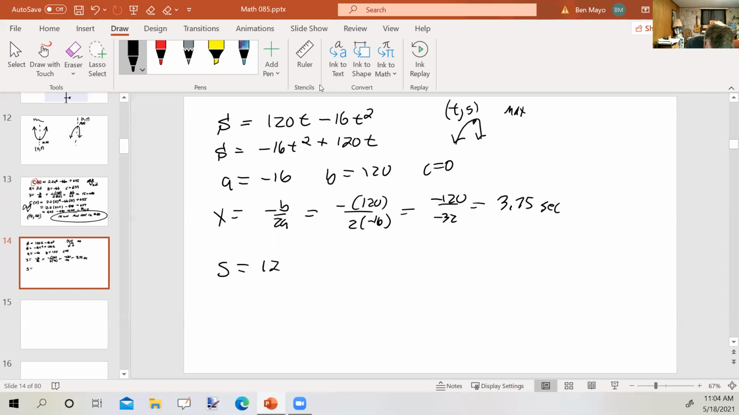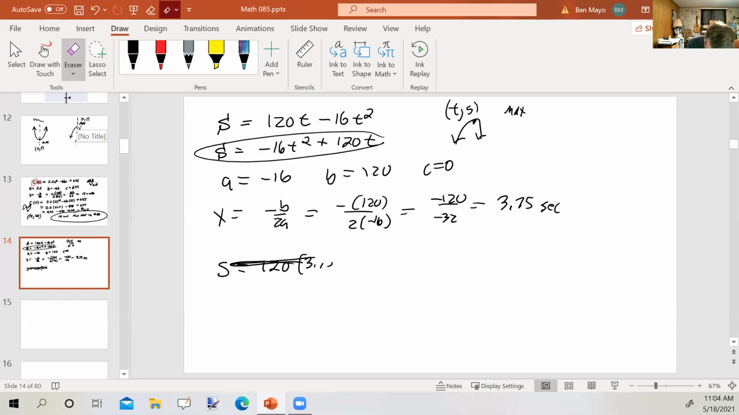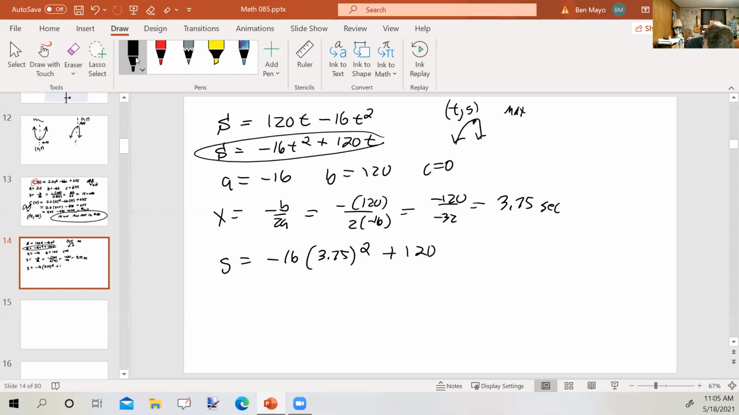So S equals 120 times 3. Wait, let's use this one here. Okay, hang on. It really wouldn't matter, but I want to be consistent. S equals -16 times 3.75 squared plus 120 times 3.75. And going to the calculator, -16 times 3.75 squared plus 120 times 3.75, and I get 225.